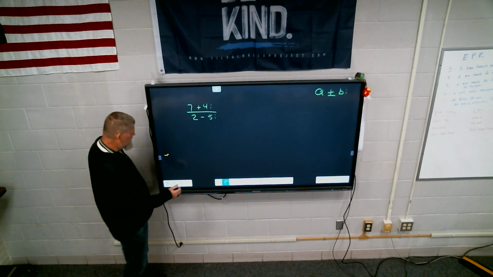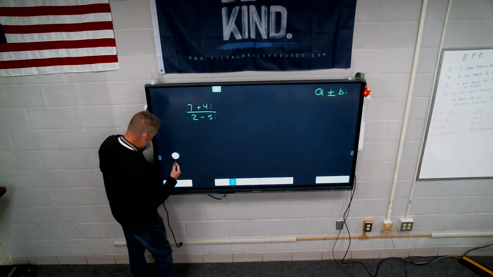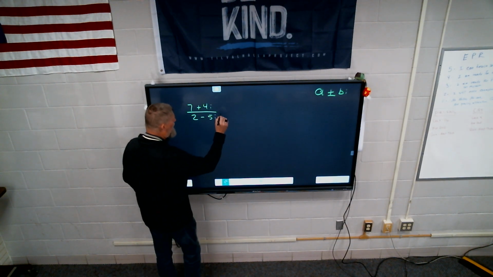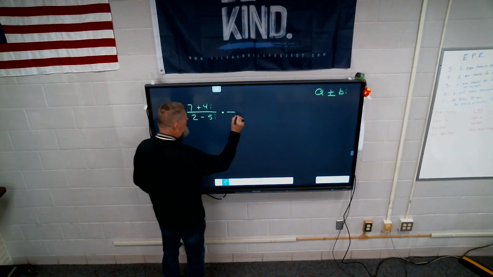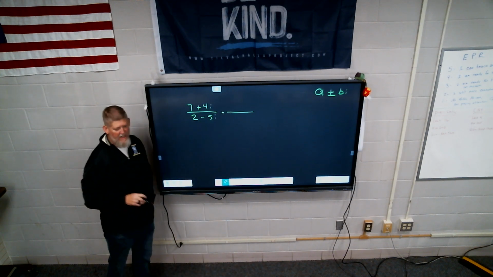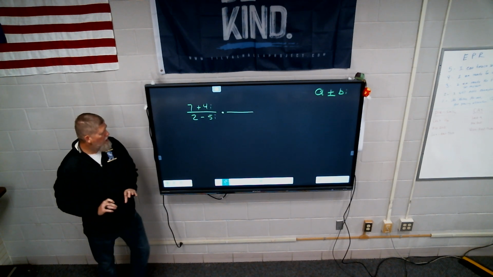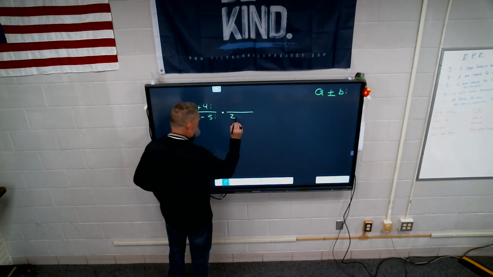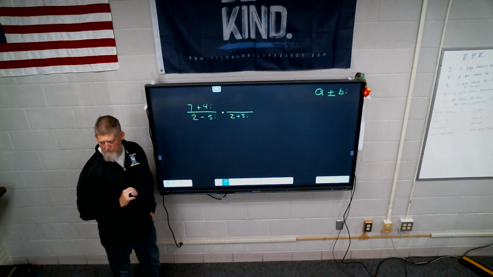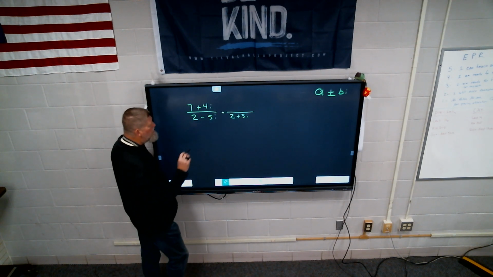So the only thing you're going to do with dividing is multiply by the conjugate of the denominator. I don't care about the numerator, it's just the denominator. So what's the conjugate of the denominator? 2 plus 5i. And go back to the rule of algebra: whatever I do to the bottom, I also have to do to the top. So I have to do it to both of them.